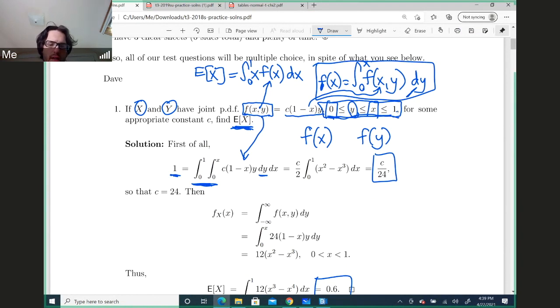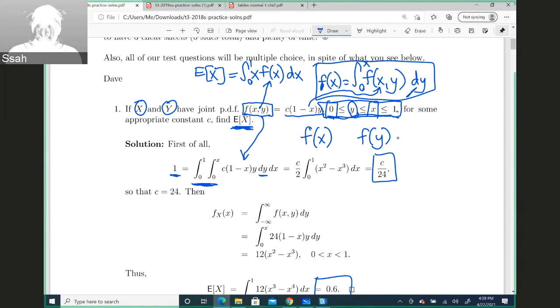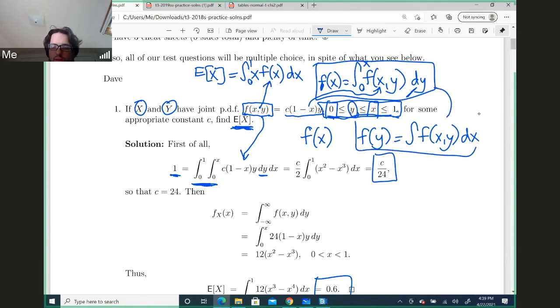So what will be the f of y? To get f of y, you would integrate f of x comma y with respect to dx, and calculate that out, whatever that is. So you can see that this is very similar to this. For f of x, you integrate it with respect to y to get rid of the y's. And then to get f of y, you integrate this to get rid of the x's. So anyway, that's how you do that.